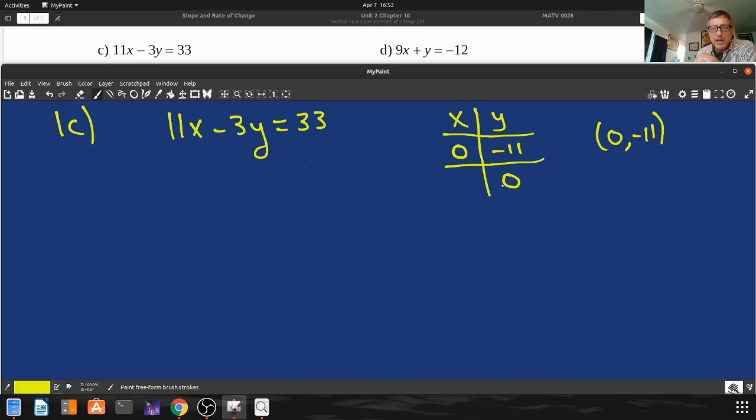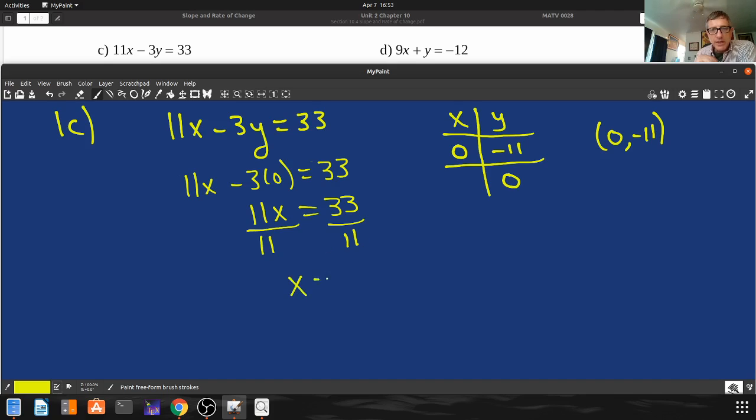So when I set y equals 0, I have 11x minus 3 times 0 is equal to 33. That gives me 11x, because minus 3 times 0 is 0, is equal to 33. Now I'm going to divide both sides through by 11, and that gives me x is equal to 33 divided by 11, which is equal to 3. So here is another point.